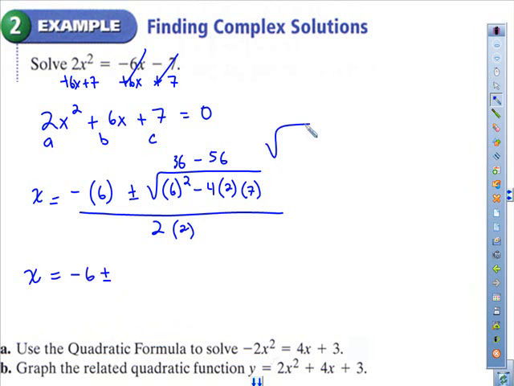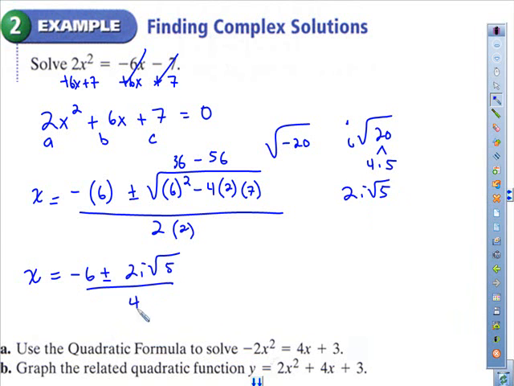Up here, we're going to get the square root of negative 20. Right? Now, if it's negative 20, we know we're going to have an i, because we have a negative inside here, we're going to have an i involved. And let's break down square root 20. That's going to be 4 times 5. So we're going to get 2i radical 5. So plus or minus 2i radical 5 over 2 times 2, which is 4.